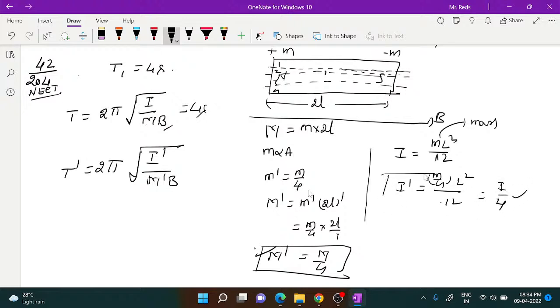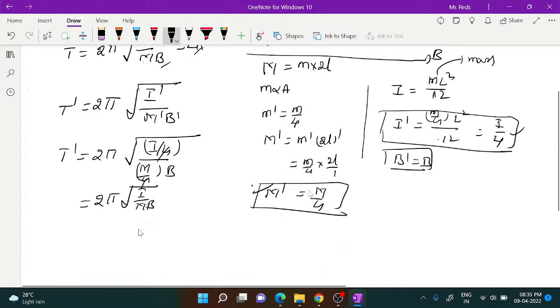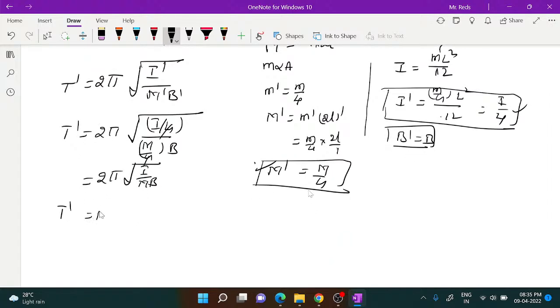So I dash is I by 4, m dash is m by 4, and B dash is B only, since the uniform external field is the same. Substituting, T dash is 2 pi square root of I by 4 over m by 4 into B. The 4 and 4 cancel, giving the same expression, 2 pi square root of I by M B, which is 4 seconds. So you can conclude that T dash is also equal to 4 seconds.